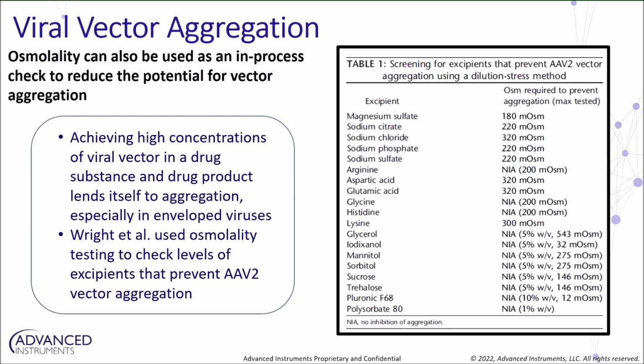We have seen that the mAb workflow has started to apply osmolality testing to investigate protein aggregation and what higher osmolality could potentially do to aggregation. But this piece of literature is looking at reducing AAV2 vector aggregation by checking the levels of excipients that are going to help reduce that aggregation.